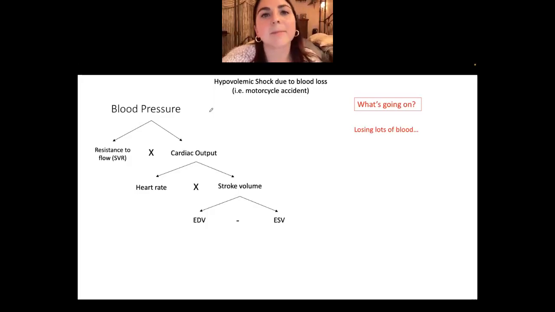So, a quick example: hypovolemic shock due to blood loss. Something like a motorcycle accident, car accident, some trauma that you see. So what's going on? You're losing tons and tons of blood. So what's that going to look like? That's going to look like you're absolutely decreasing preload.